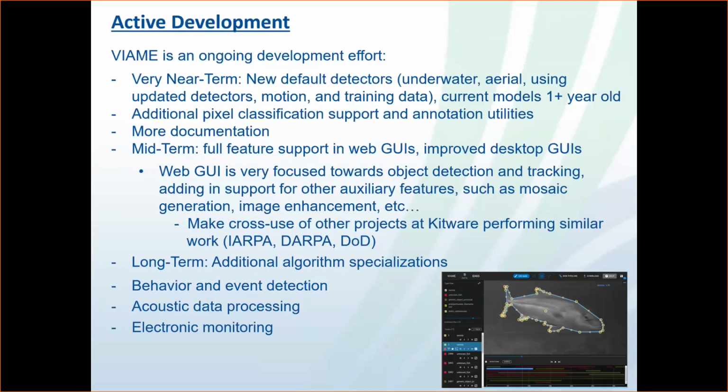So come back to this slide. It is an active development effort. Some of the near-term things we're working on are improving the default models in the system. Right now, all the default generic fish detectors are about 1 year old, and we've done a bit of work on the detectors since then, particularly motion fusion. So we have a couple of new models training right now that didn't make it into this presentation, but they will be in releases shortly.